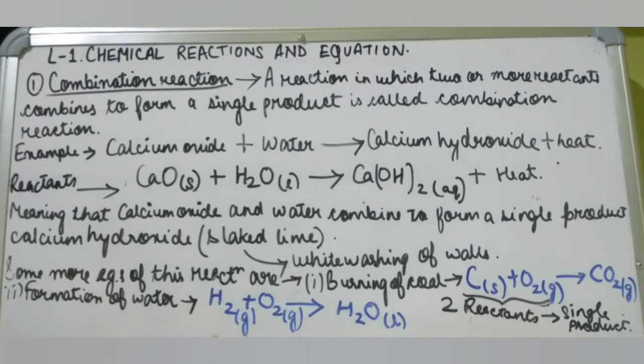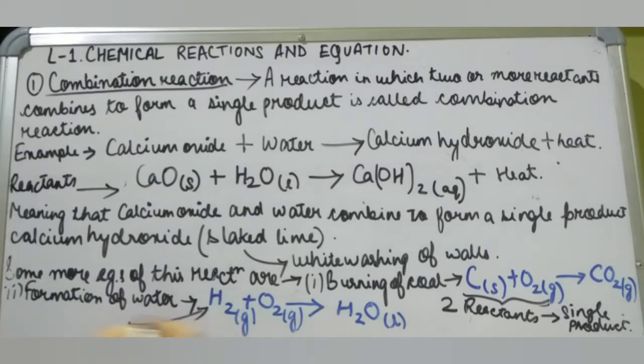So next is formation of water. Hydrogen in diatomic gaseous form and oxygen in diatomic gaseous form give us H2O, that is water in the liquid form. These are also two reactants, hydrogen and oxygen, forming one product. So these are called combination reactions. These are combining and forming one product.